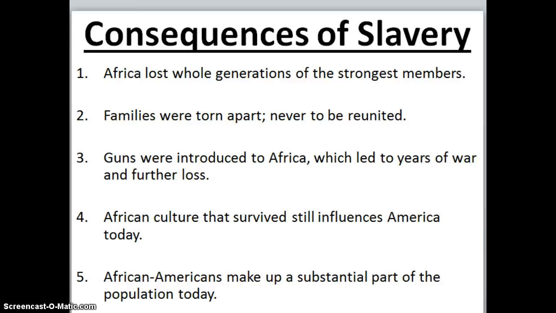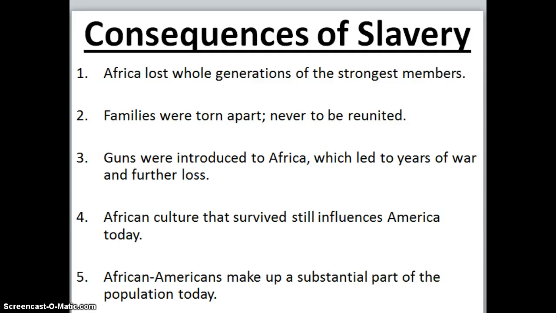Second consequence of slavery was that families are torn apart. They are never to be reunited. It's very unfortunate. One second you could be standing with your mother, the next second you could be torn away from your mother and brought on a boat to the Americas, and you would never see your mother again. It was very, very sad.